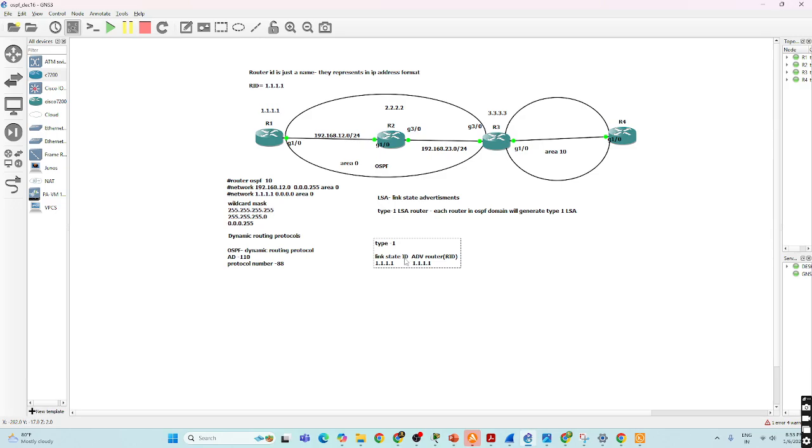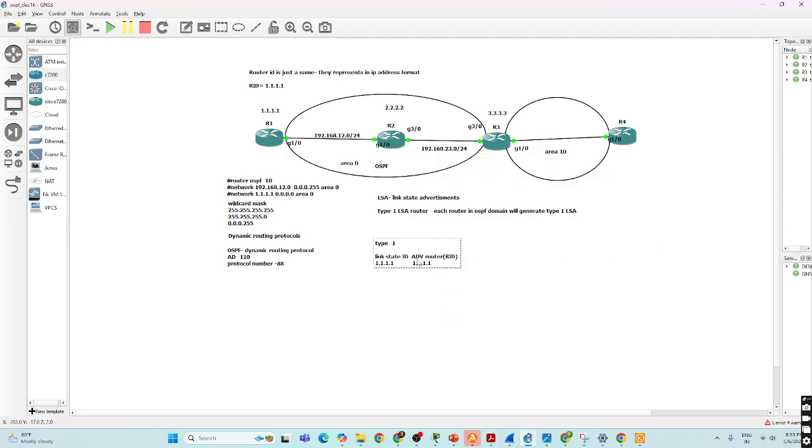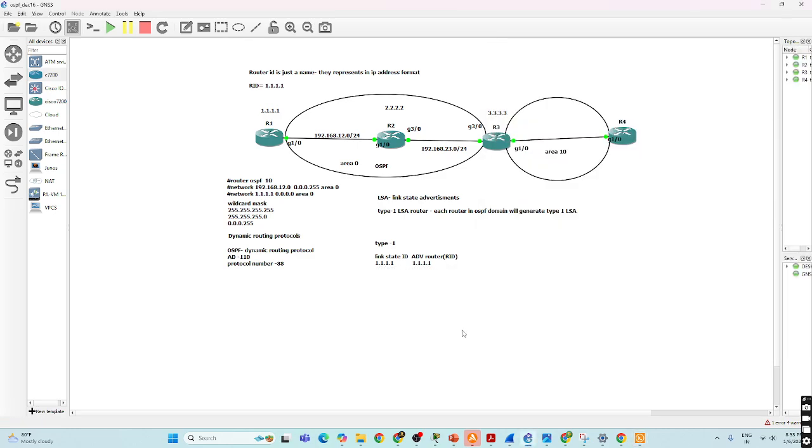Now tell me, what will the link state ID be in R2? It's 2.2.2.2. Very good. And the advertising router, router 2, is also 2.2.2.2. That's what you see, right? So can we say that the advertising router and the link ID are both the same? No, it's not the same.